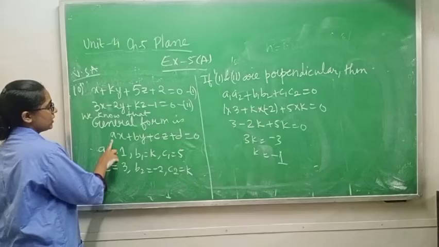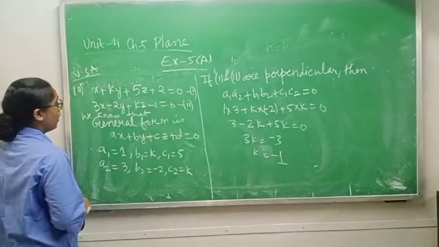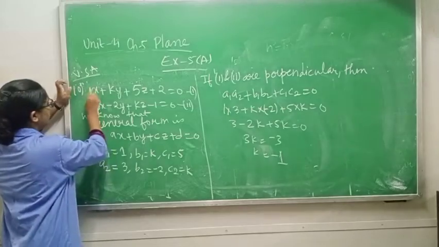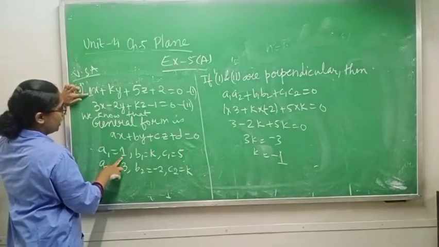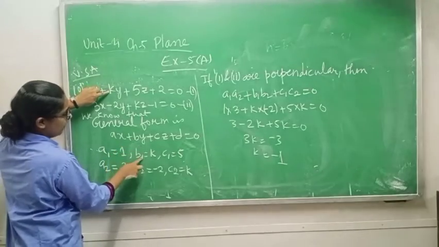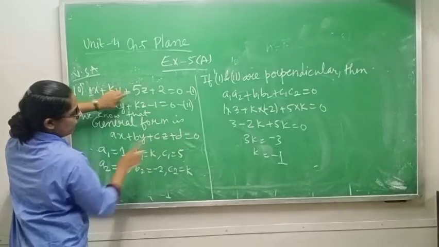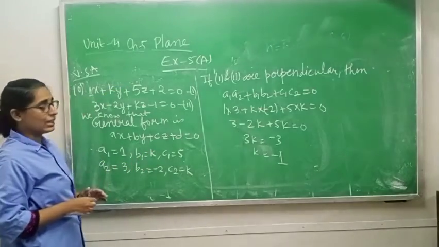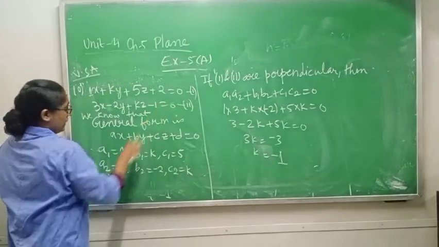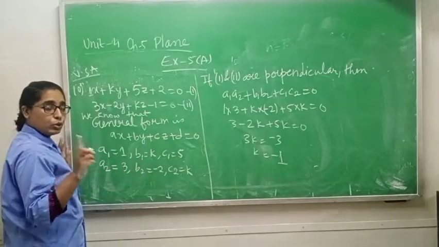But the general form is ax plus by plus cz plus d equals to 0. Now if here we have nothing, it means 1. A1 value is 1. Now with y we have compared this one. B1 is k, C1 is 5 and D1 is 2. I am not writing D1 because I don't need that one. And why am I giving A1, B1, C1, A2, B2, C2? Because I have two equations.